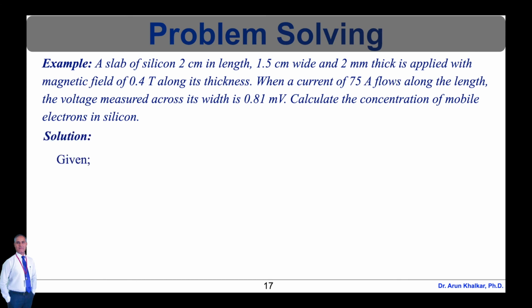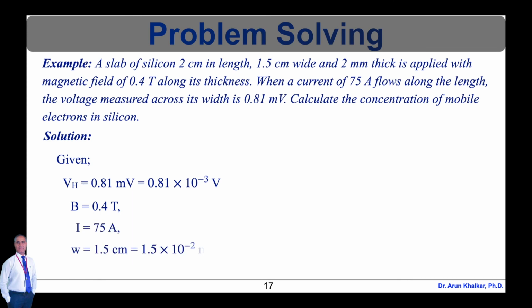We have given parameters: VH, that is the Hall voltage, equal to 0.81 millivolt, that is equal to 0.81 × 10^-3 volt. The magnetic field B is equal to 0.4 Tesla. Current I is equal to 75 ampere. Width W is 1.5 centimeter, that is equal to 1.5 × 10^-2 meter. D is equal to 2 millimeter, that is 2 × 10^-3 meter.